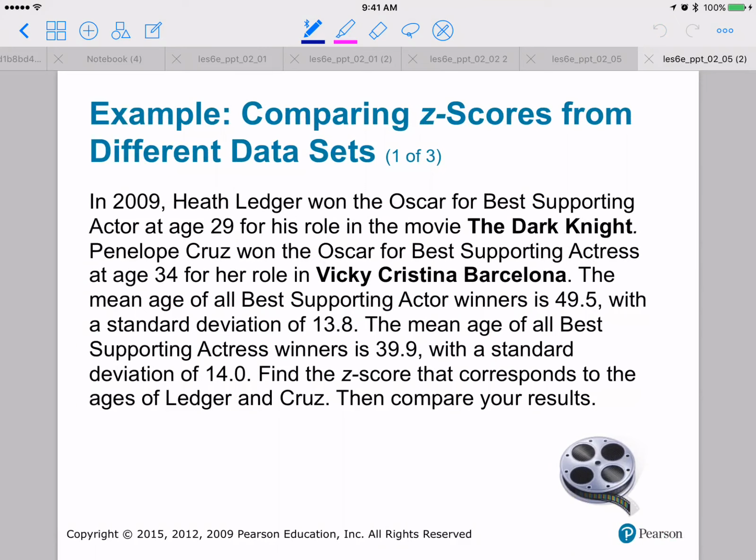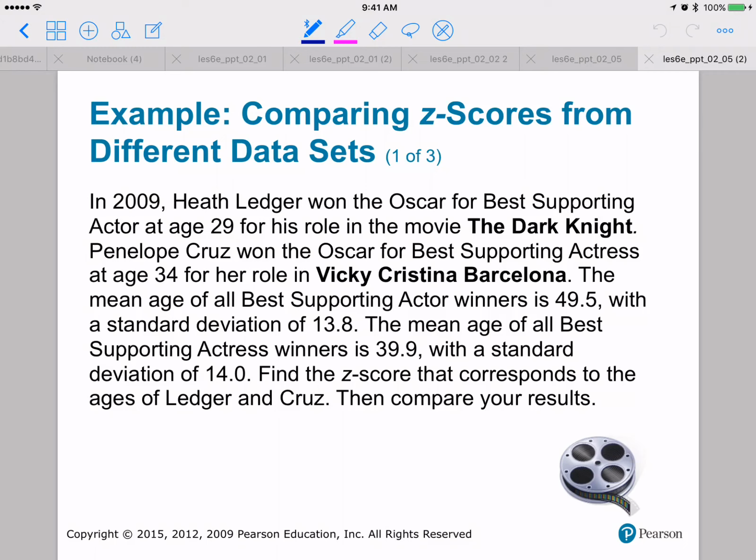All right, let's look at this example here. It says, in 2009, Heath Ledger won the Oscar for Best Supporting Actor at age 29 for his role in the movie The Dark Knight. Penelope Cruz won the Oscar for Best Supporting Actress at age 34 for her role in Vicky Cristina Barcelona.